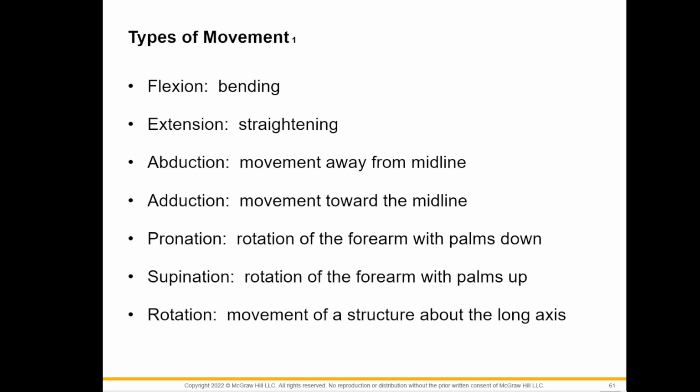Lastly, we have different types of movement according to the muscle contraction. So, when we bend, we call it flexion. So, like when you bend your arm, that is flexing, right? When you straighten it, you call it extension. When you move away from the midline, you call it abduction. When you move towards the midline, you call it adduction. When you move your forearm with the palms facing down, you call it pronation. When the palms are up, you call it supination. And when you move a structure about the long axis, you call it rotation.